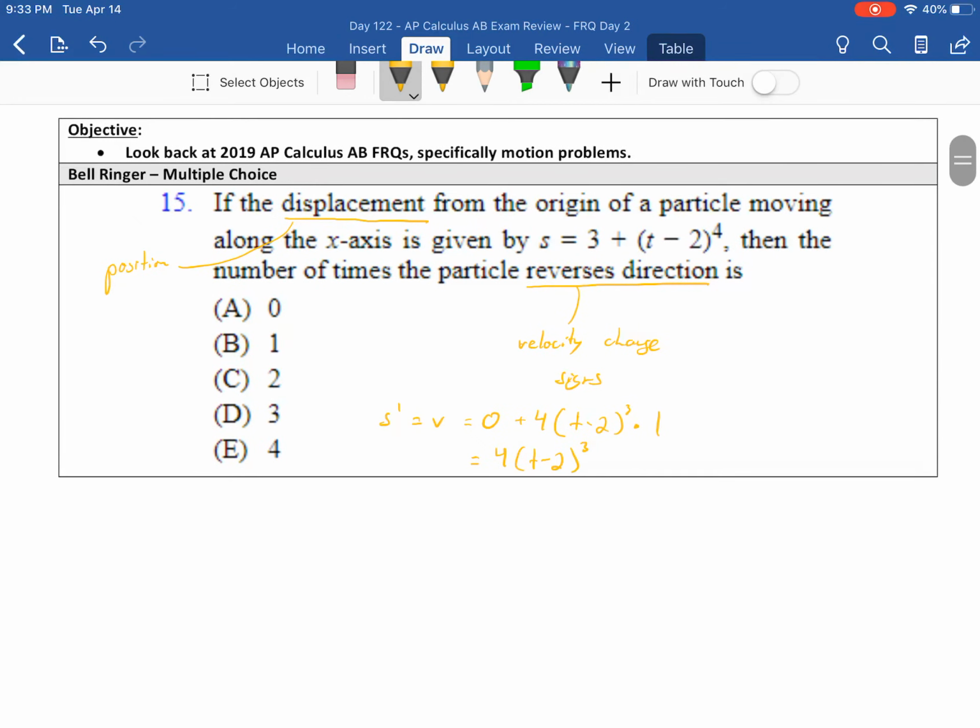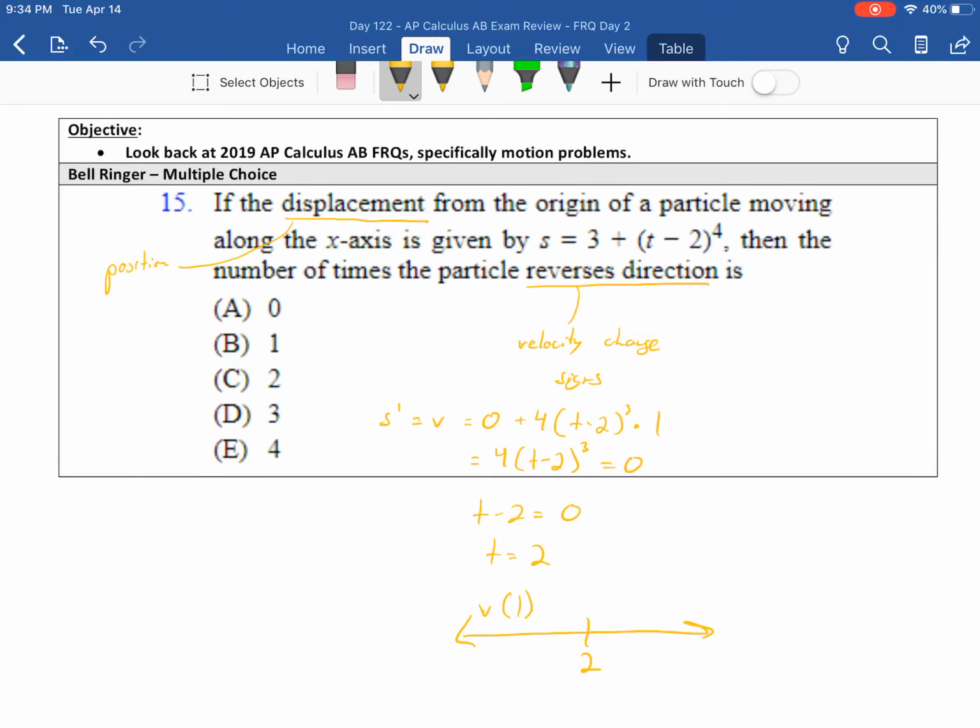Now, to determine whether it changes signs, we have to determine when it is equal to 0. It should be pretty obvious since the only quantity we have inside of parentheses is t minus 2. If t minus 2 is set equal to 0, the only t value that would make this expression equal to 0 is 2. So we're going to put that on a number line, and we're going to test a value to the left of 2 and to the right of 2. We're going to test these values in the velocity since we're trying to determine if the velocity changes signs.